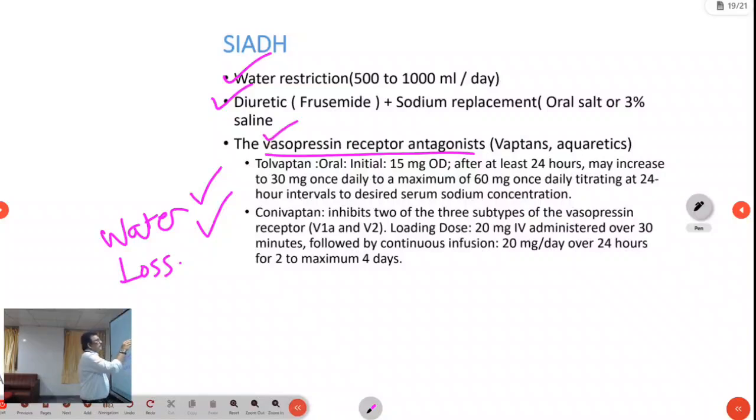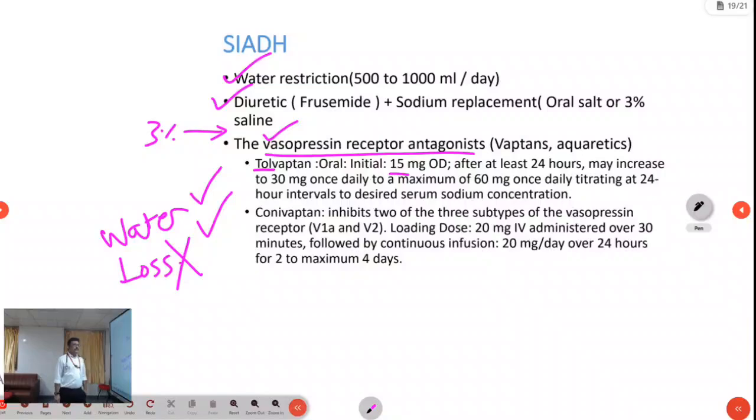In between, if we are not satisfied with the routine treatment, you can even give 3% saline. Most of these patients may require 3% saline because they may have weakness, altered behavior, seizure like that. So you can give 3% saline or oral salt, whatever was discussed in the previous slides. Tolvaptan dose is 15 milligram once daily or twice daily can be started. That will prevent the loss of sodium, and slowly you can correct it.